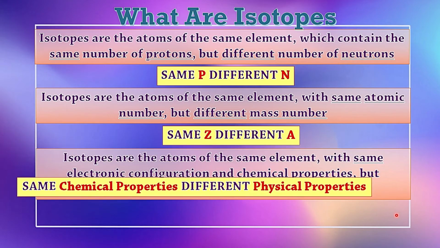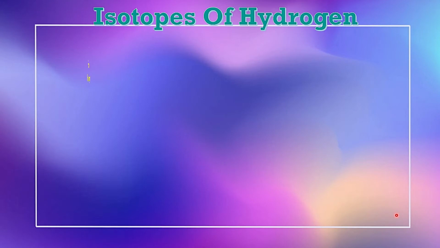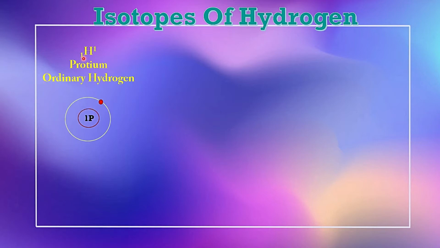Now we will discuss some examples. In this way, you can understand more clearly what isotopes are. Let's discuss the isotopes of hydrogen. The first isotope, ordinary hydrogen, is named protium. It is called ordinary hydrogen because it is the hydrogen which we know. Its atomic number is 1, and its mass number is also 1. In the nucleus there is 1 proton, no neutron, and 1 electron. So the subatomic particles are: electrons 1, protons 1, neutrons 0. Therefore the atomic number is 1 and the mass number is also 1.